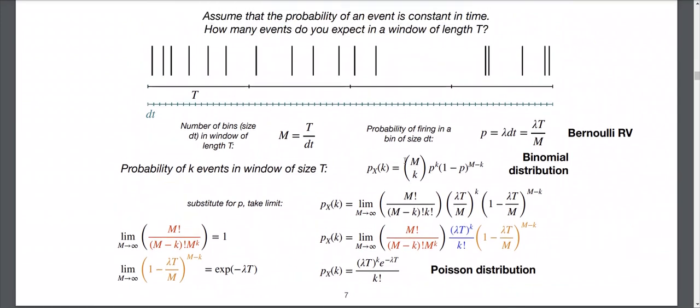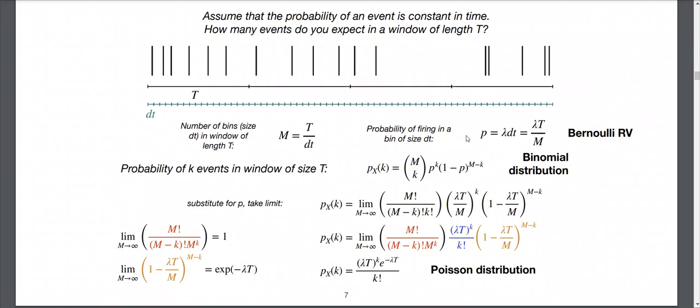What we're going to do is use the number of bins in a window of length T. So M is the number of bins, with dt the size of each bin. In a given time T, the bigger the size of the bin, the fewer of those there are. So the more M, the smaller dt, the size of the bin, is going to be. That's why I have this relationship. If you divide the time by the size of the bin, you get the number of bins, M.